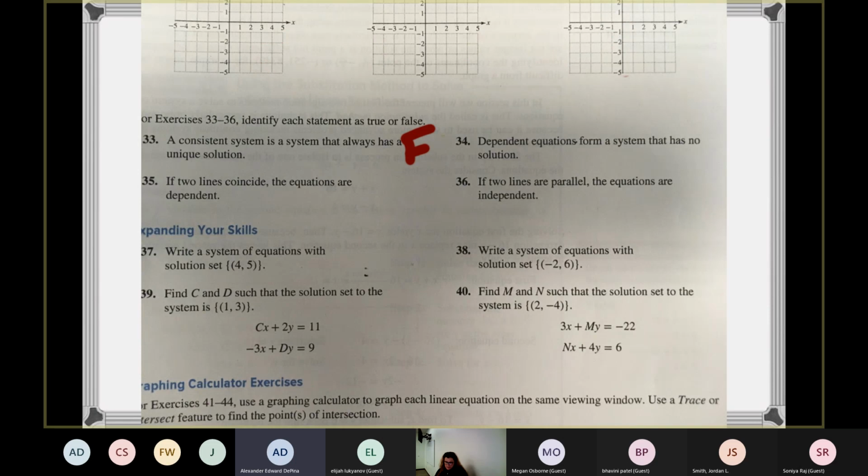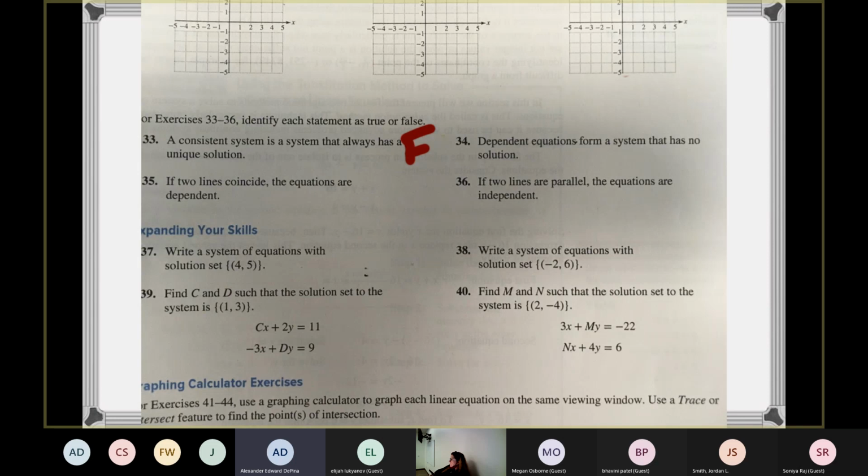So, number 35. If two lines coincide, the equations are dependent. True or false? Come on, guys, go. True or false? 35, sorry. If two lines coincide, the equations are dependent. True or false? I'm gonna say false.